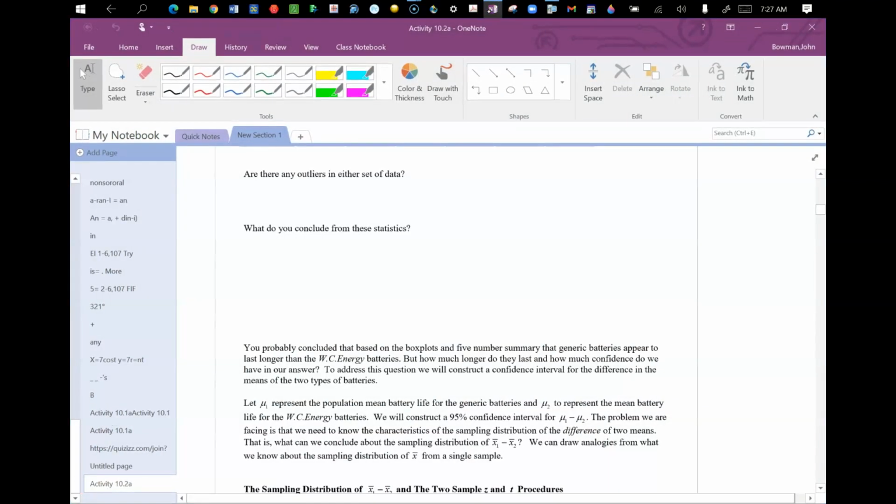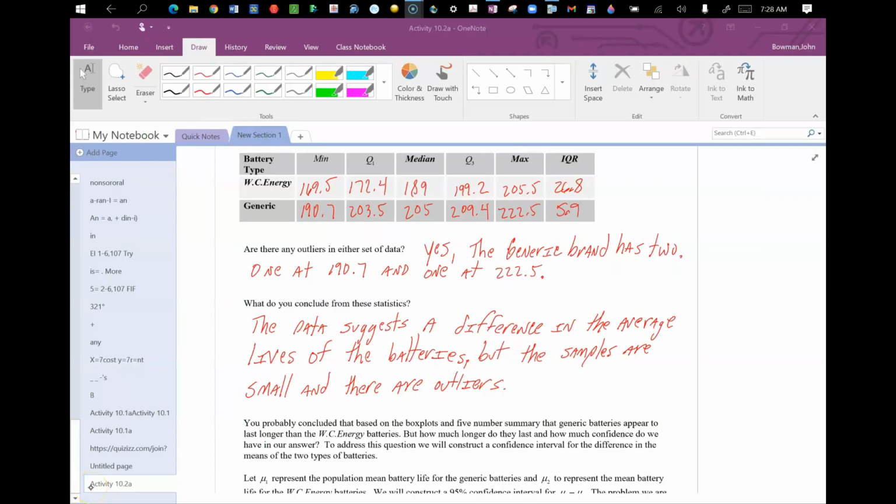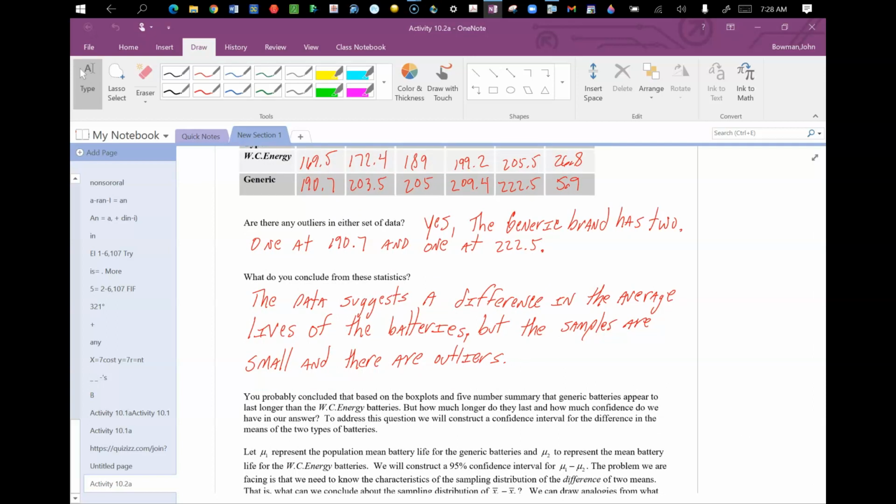And what can you conclude from these statistics? Well, I think it would be relatively easy to conclude, based on the statistics alone, that the red distribution has a significantly higher median, and also likely a higher mean than the blue or the Weitzel Core Energy batteries. Remember, if we were going to write that up, we would have to be specific about that. So the generic brand has 2 outliers, one at 190.7 and one at 222.5, and the data does suggest a difference in the average lives of the batteries, but the samples are small and there are outliers.